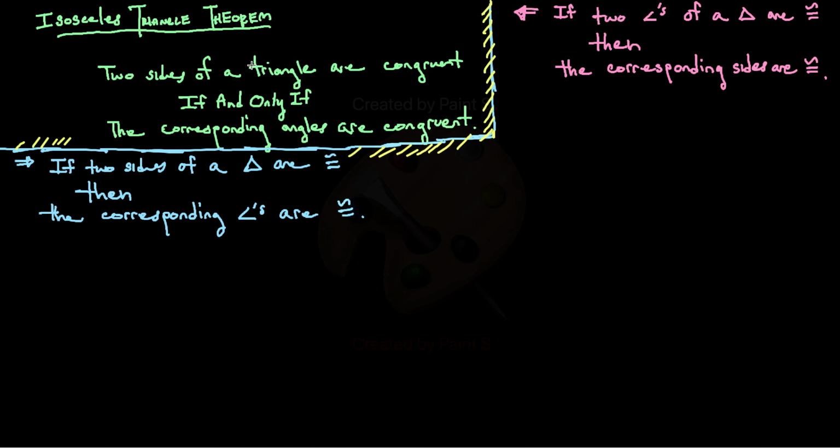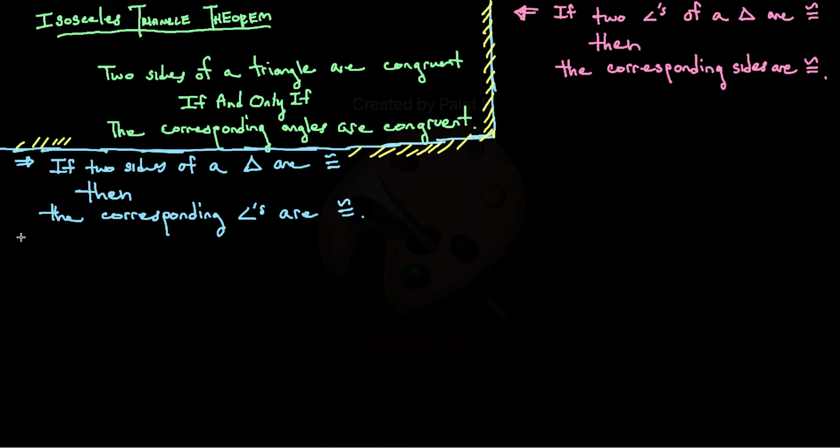So this implies two directions, right? And I wrote the first direction. I say if two sides of a triangle are congruent, then the corresponding angles are congruent. That's one direction. But the other direction is if two angles of a triangle are congruent, then the corresponding sides are congruent. You're going to have to write out both directions and prove both directions appropriately.